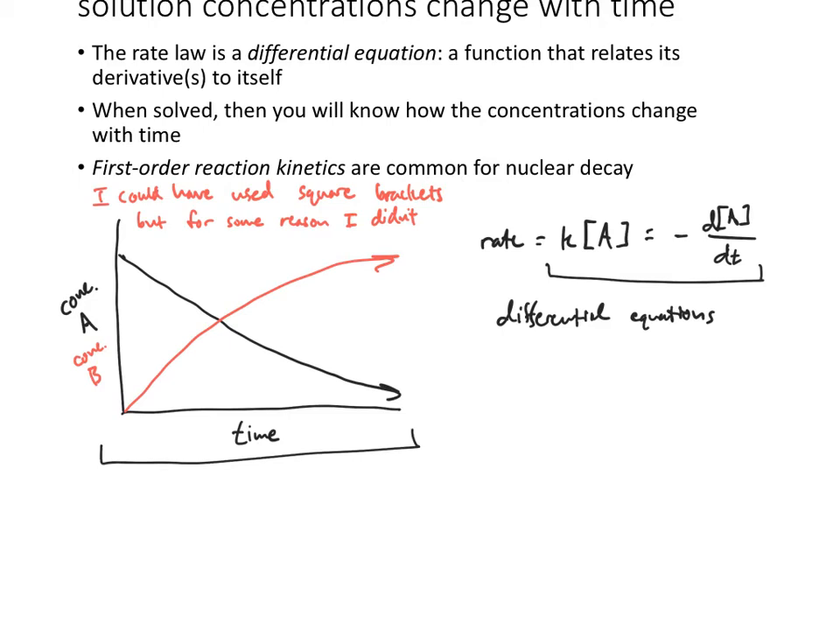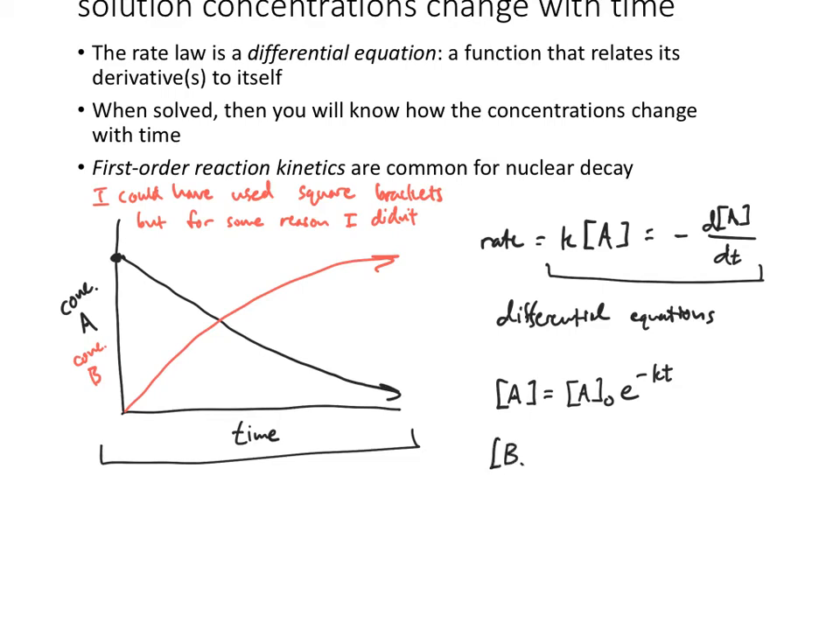So for a rate law of the sort that I have written up there, it turns out that the concentration of A at any given time is equal to the starting concentration of A, which remember is this point right up here, multiplied times e raised to the power of negative the rate constant times time. Okay?